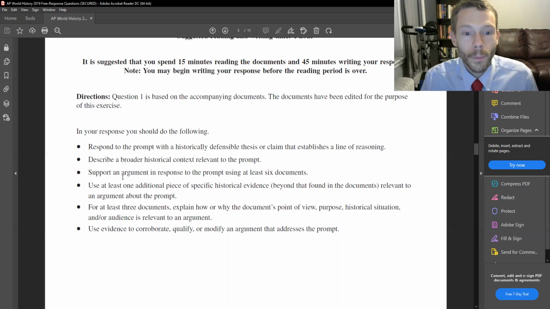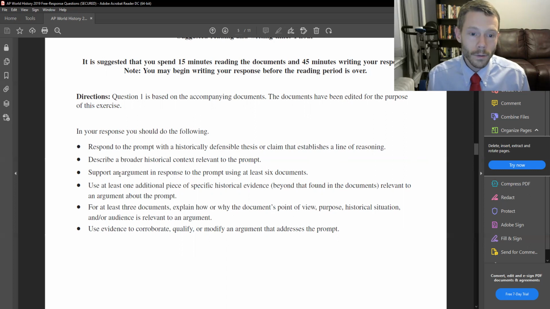So the third point on the essay, you need to support an argument in response to the prompt using at least 6 documents. So there's actually 2 points there. The first point is just accurately describing the document. That will get you 1 point. But in order to earn the second point, you must support your argument that you're making, the thesis or the claim, using at least 6 of those documents.